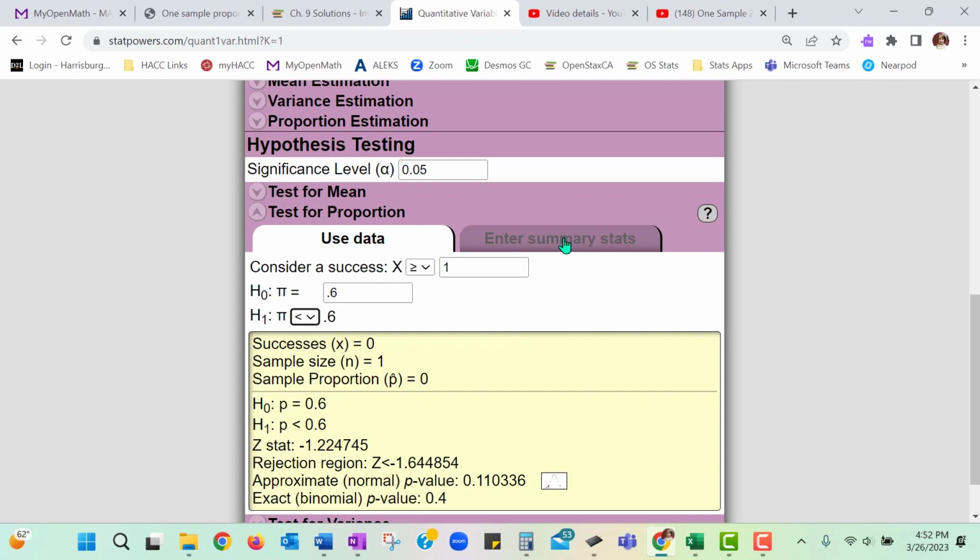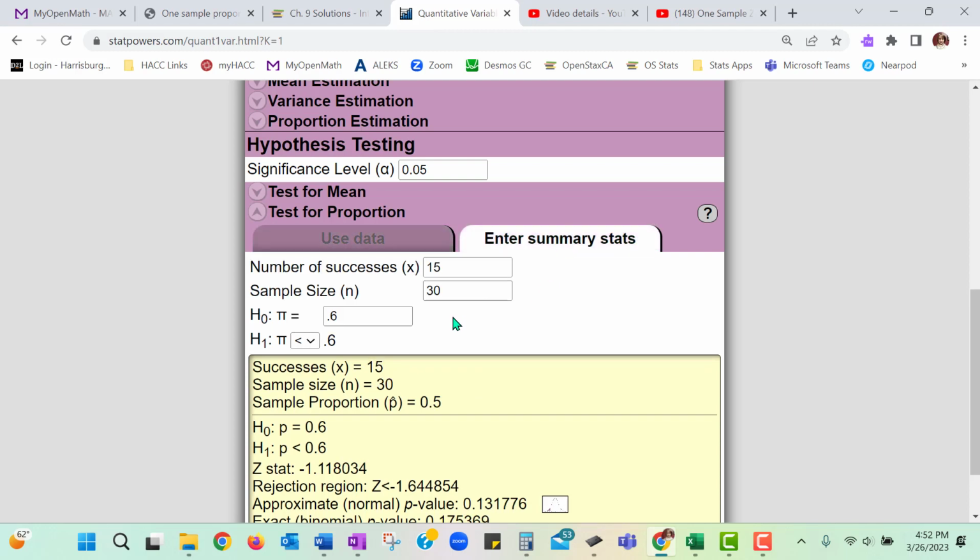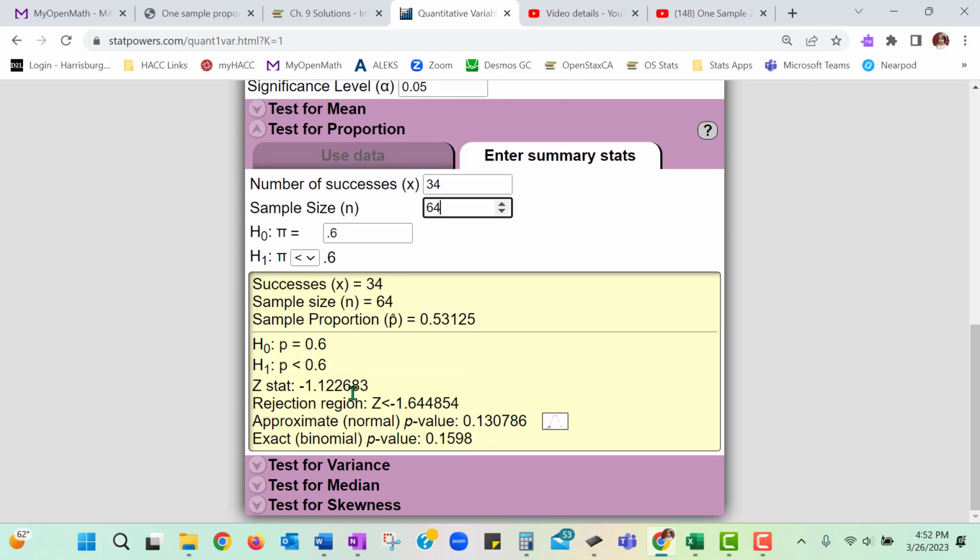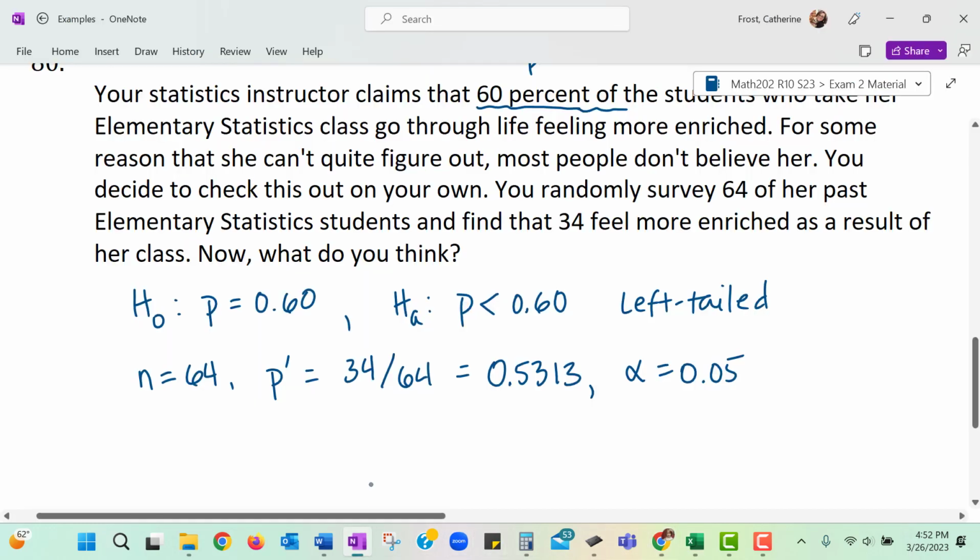Now I'm going to click this Enter Summary Stats tab. My number of successes was 34. 34 said yes, and N was 64. And enter, and here are the values. So the p-value is right here, 0.1307, and so on. So let's go back.